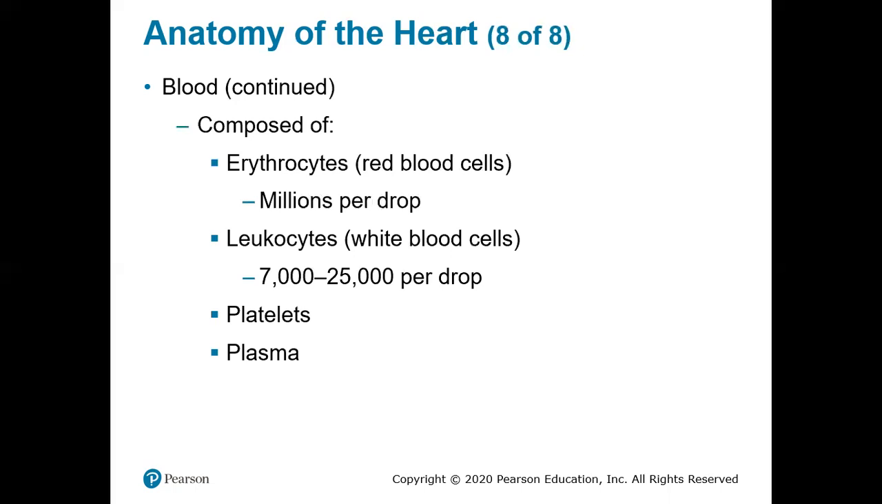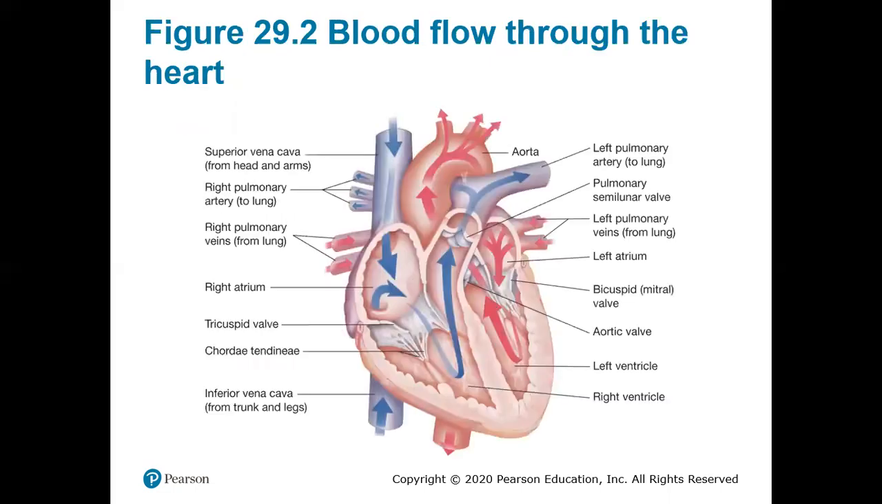Blood is composed of erythrocytes, which are red blood cells. There are millions per drop. And leukocytes, the white blood cells, 7,000 to 25,000 per drop. Platelets and plasma are also found in the blood. So figure 29.2 details the blood flow through the heart, which direction it's going, where it came from, where it's headed to, and that is found on page 462 in the textbook.